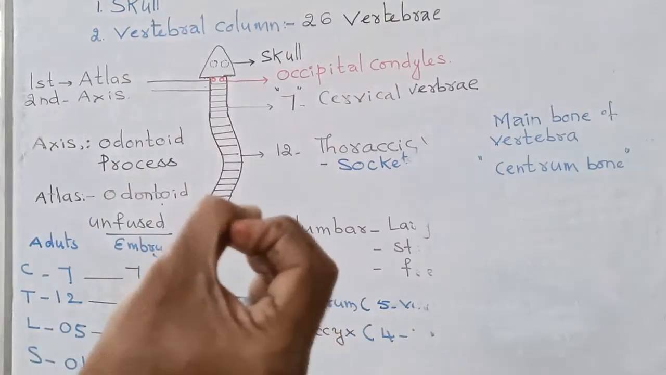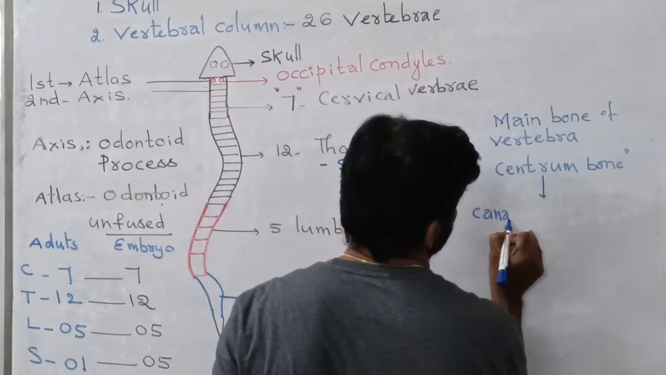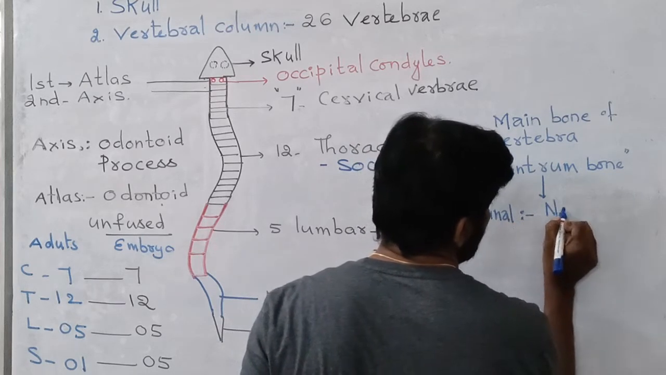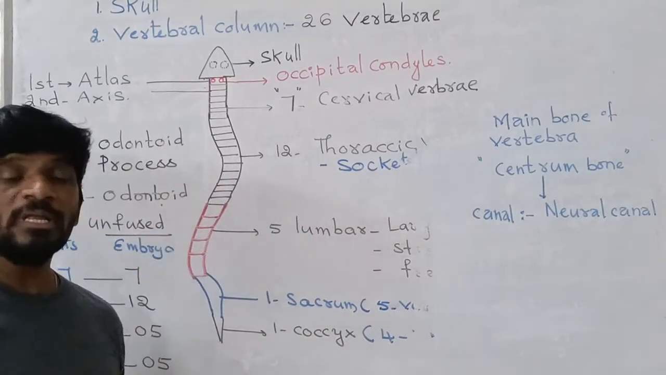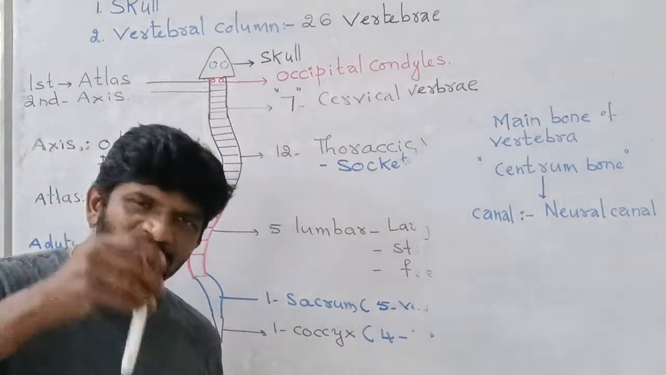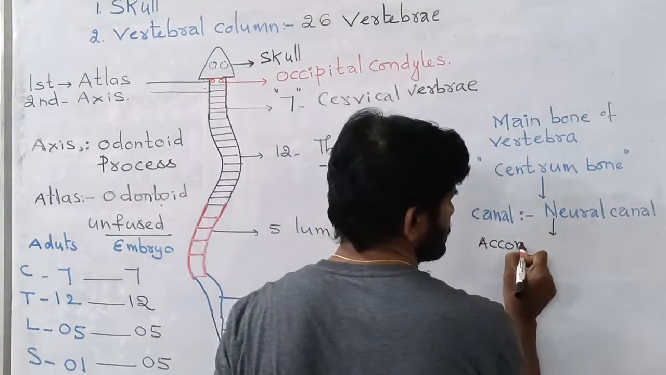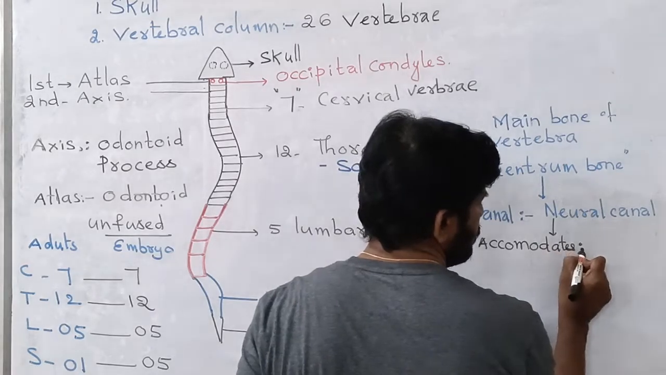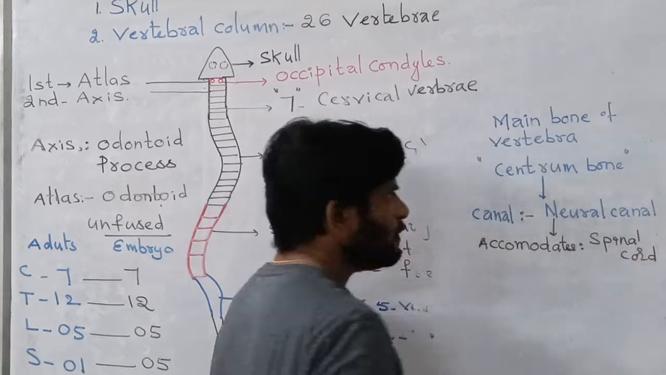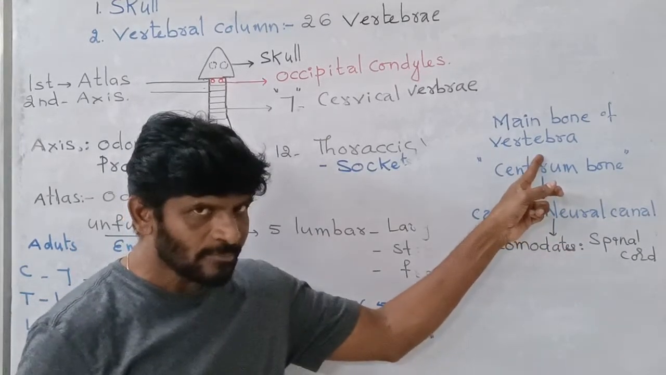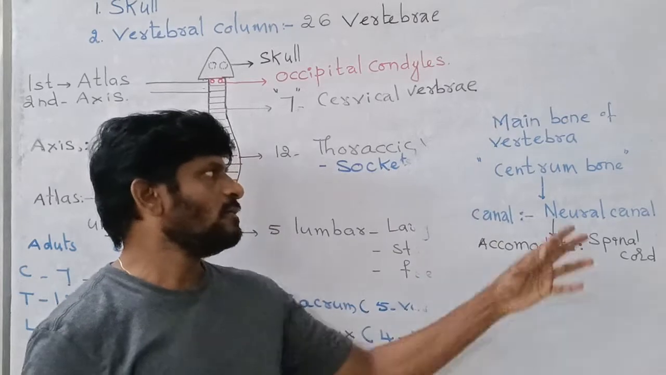And this centrum bone has a canal, called the neural canal. The neural canal is the canal of the centrum. What is present inside it? The neural canal accommodates the spinal cord. Therefore, inside the neural canal of the centrum, the spinal cord is present. We cannot see the spinal cord externally. It is embedded inside the neural canal of the centrum.